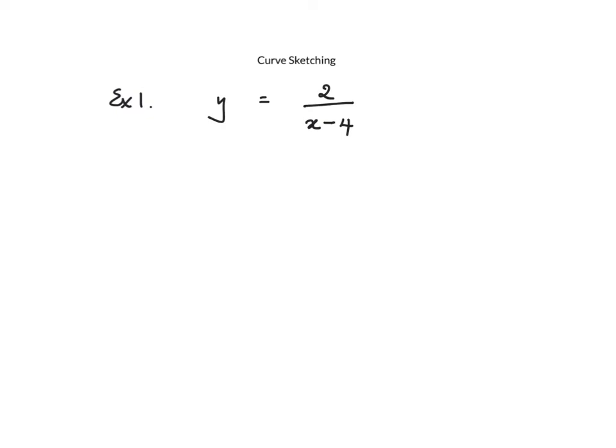First example of our curve sketching question. y equals 2 over x minus 4. So the first thing I want to do is to work out the x-intercepts. We set y equal to 0.